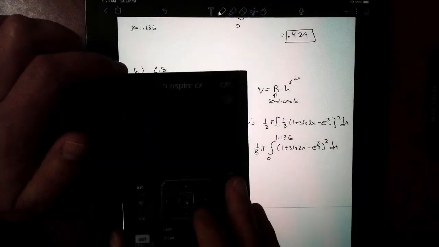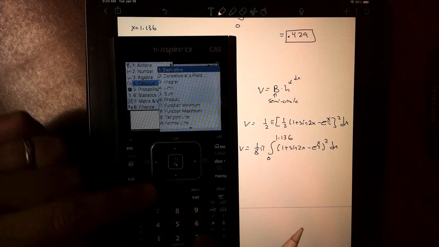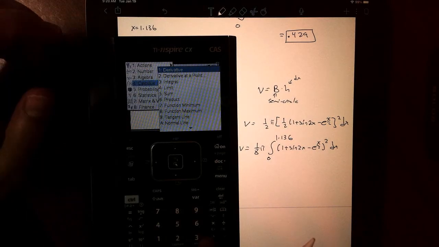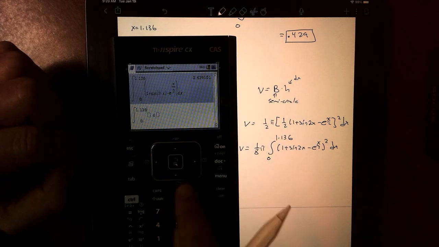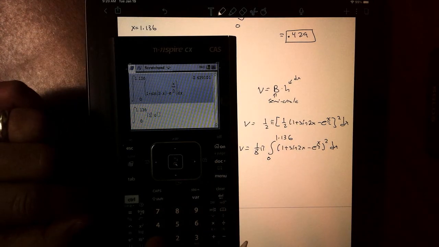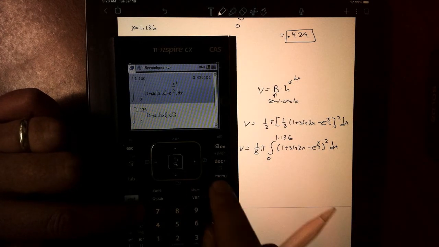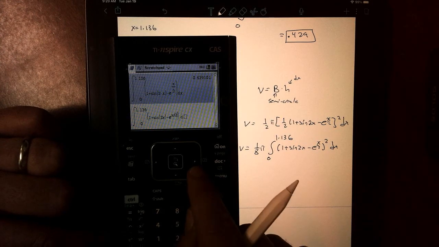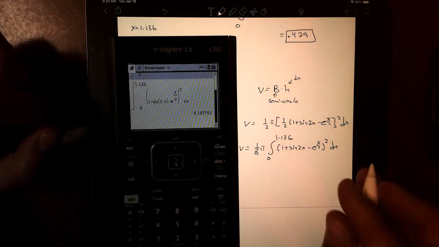Let's go ahead and type that in our trusty calculator of mathematics. We're going to go menu 4. Remember, if you have the CX, you'll be pressing 2, that's your integral. I have to press 3 for my integral. 0 to 1.136. I'm going to type all of this in: parenthesis, 1 plus sine 2x minus e to the x over 2. Don't forget, we've got to square that, and then you get your dx. I press enter.